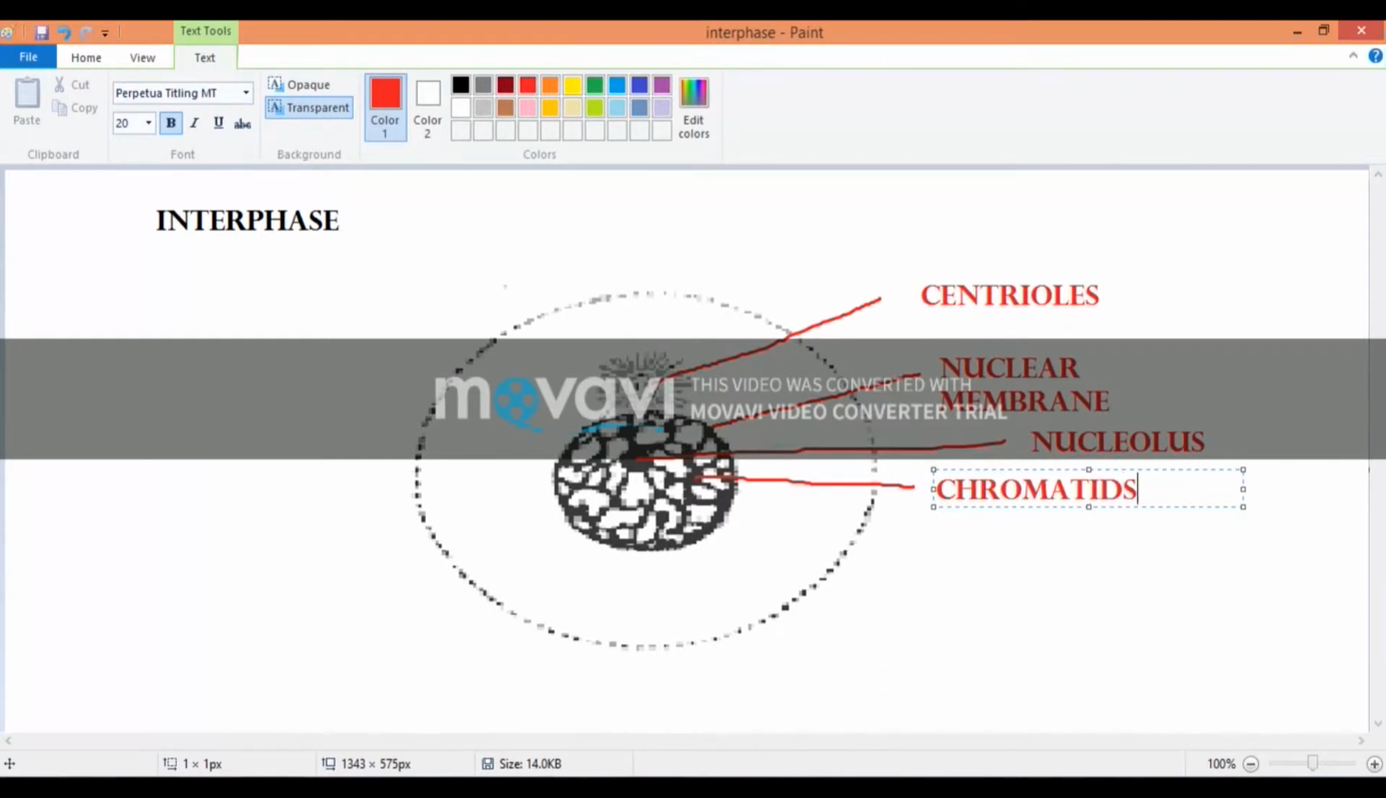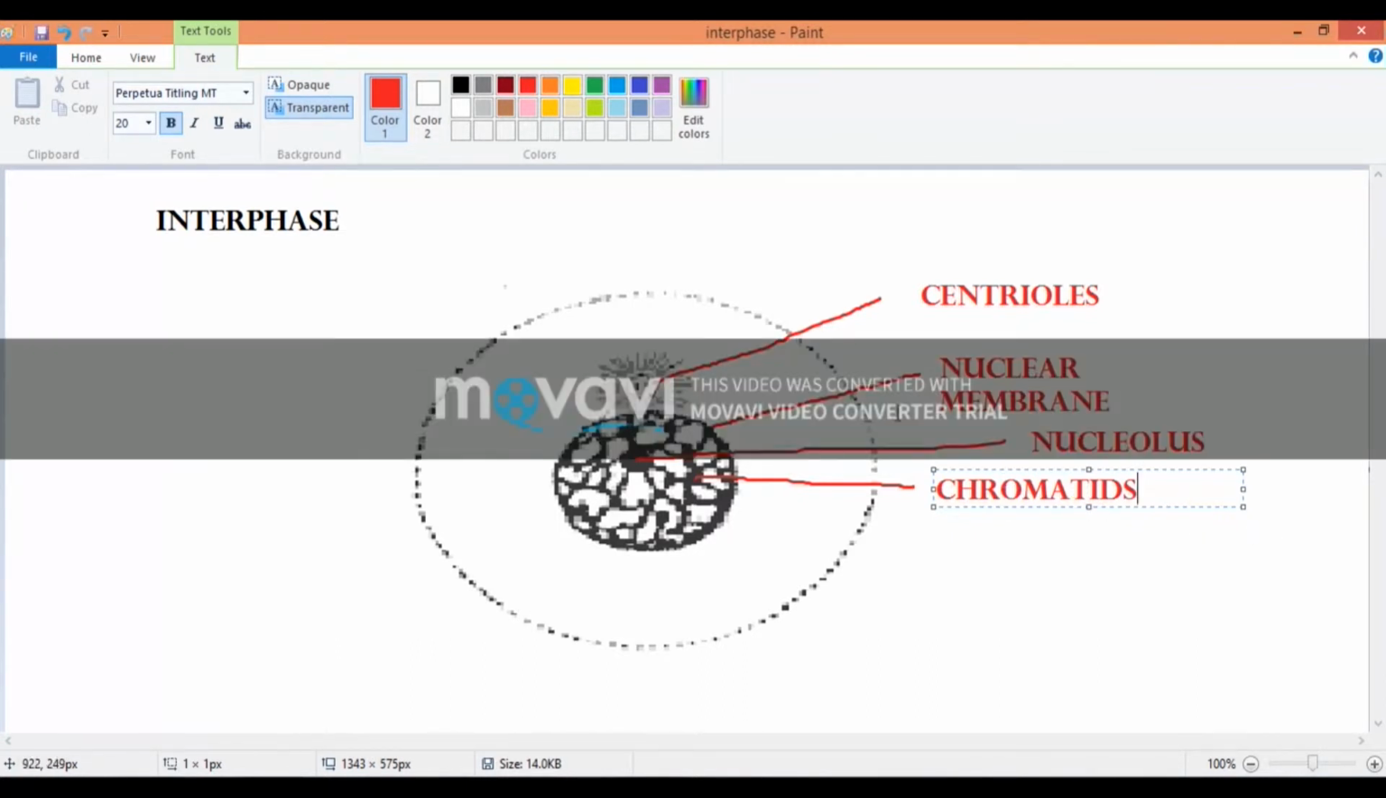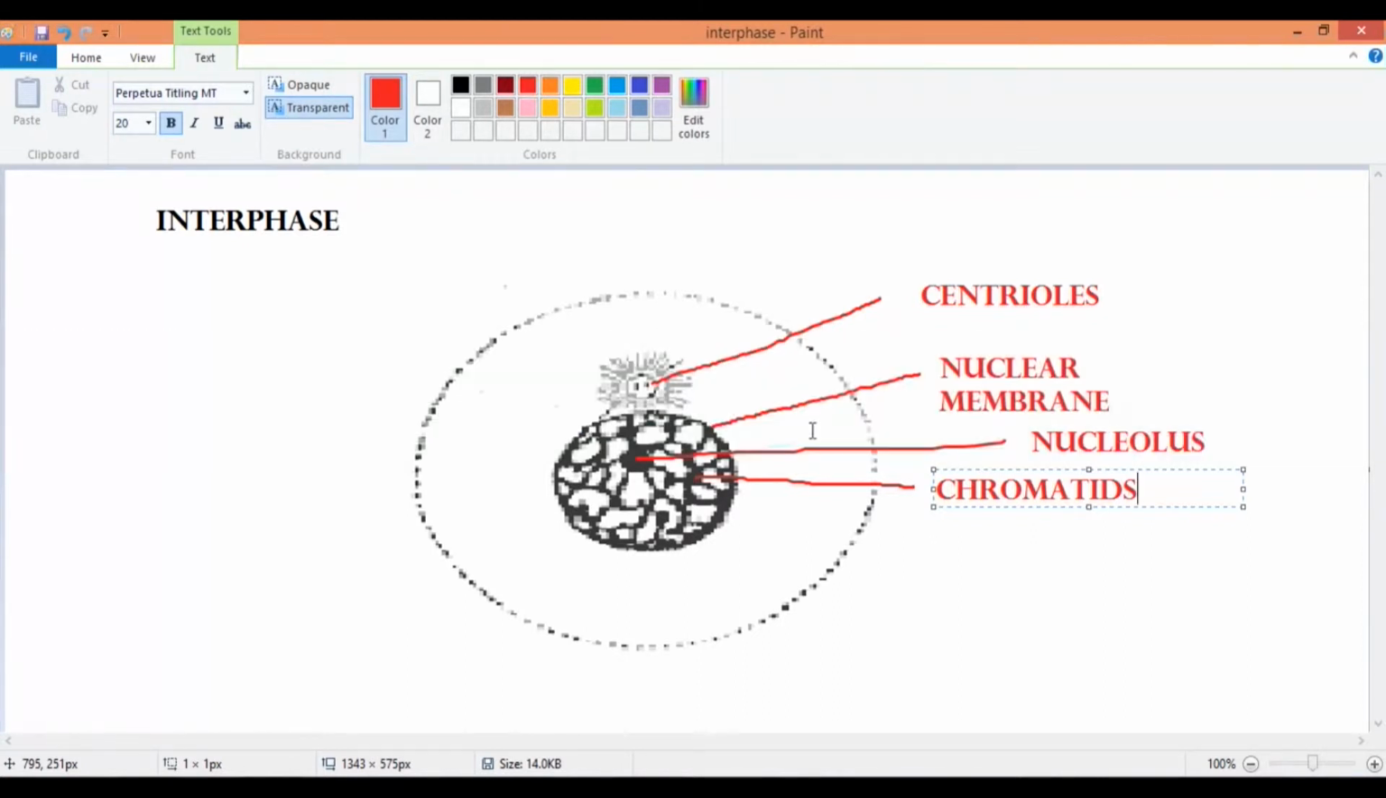During interphase, the nuclear membrane and the nucleolus are distinct from each other. It means they have distance towards each other, and the chromosomes are in the form of thread-like structures called chromatids. It is called chromatids, not chromosomes, because it is not condensed yet. And as I said before, interphase is only a preparation, so the parts only prepare themselves for the next true stage of mitosis, which is the prophase.